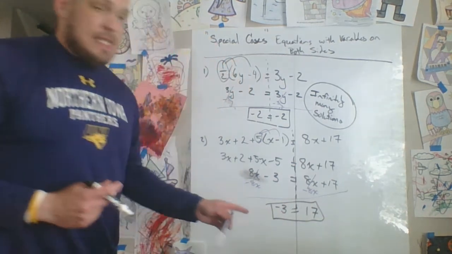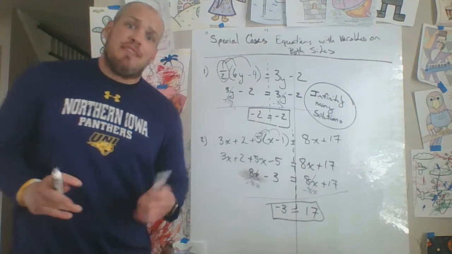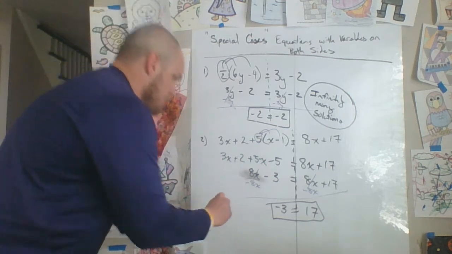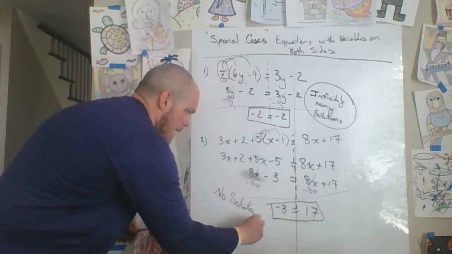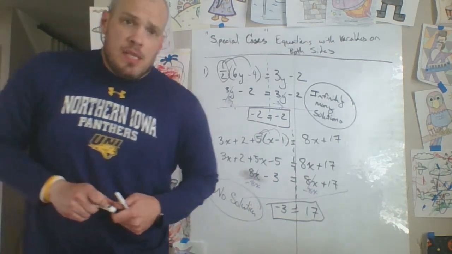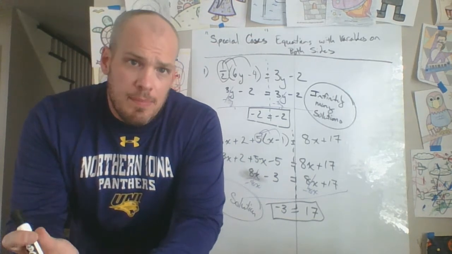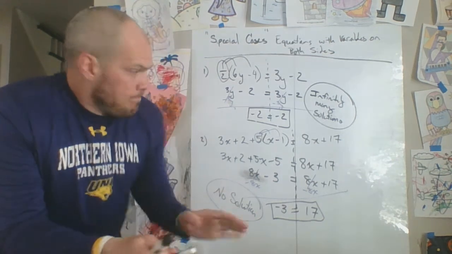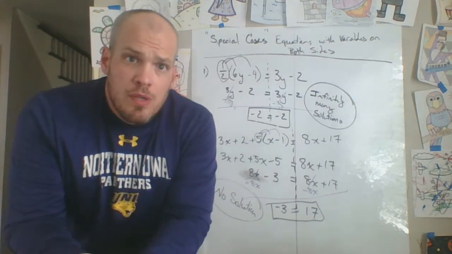Now, this is a false statement. -3 does not equal 17. So we do not have infinitely many solutions. We actually have no solution. And what happens when our variables go away and we're left with a false statement, what that tells us is that no matter what number we substitute in for our variable, it will never work. There's no number that satisfies this equation, so there is no solution.